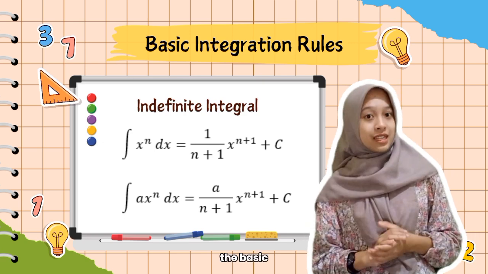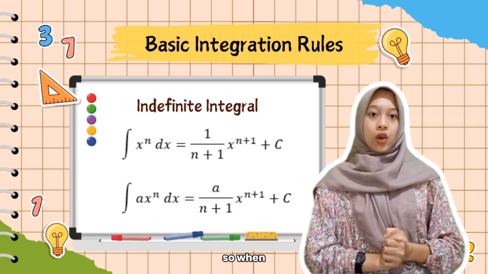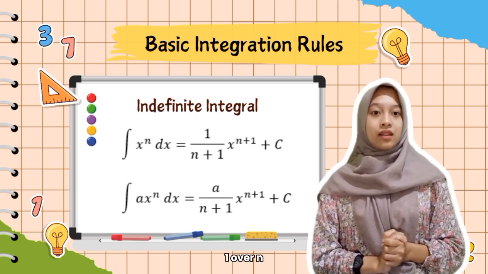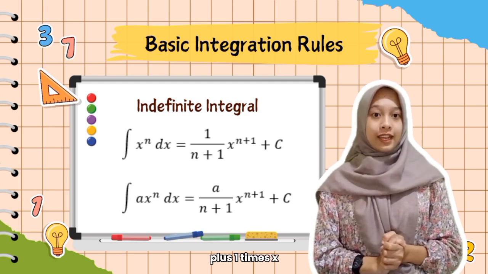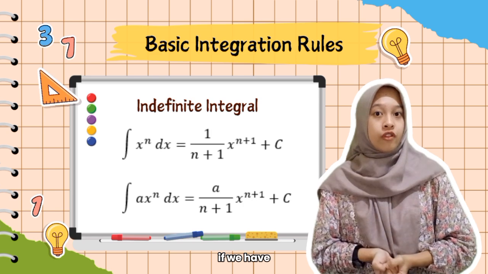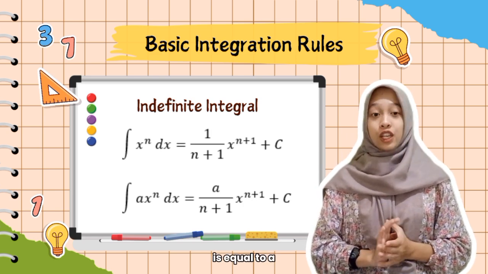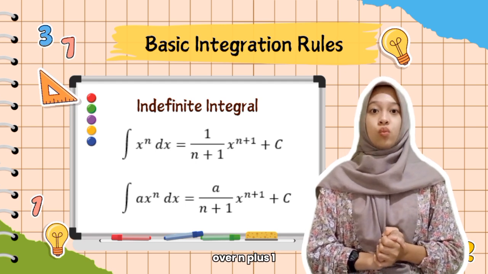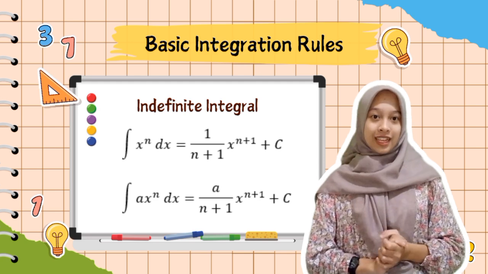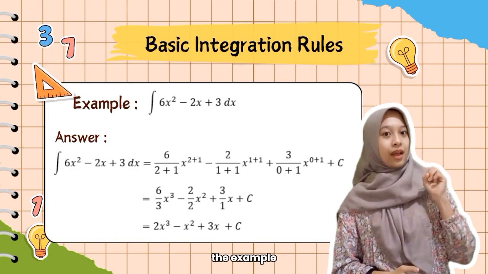Let's look at the basic integration rules for indefinite integrals. So, when integrating x to the n, it is equal to 1 over n plus 1 times x to the n plus 1, plus c. And then, if we have a constant a multiplied by x to the n, it is equal to a over n plus 1 times x to the n plus 1, plus c. So, we'll understand with examples. Let's get to the example.